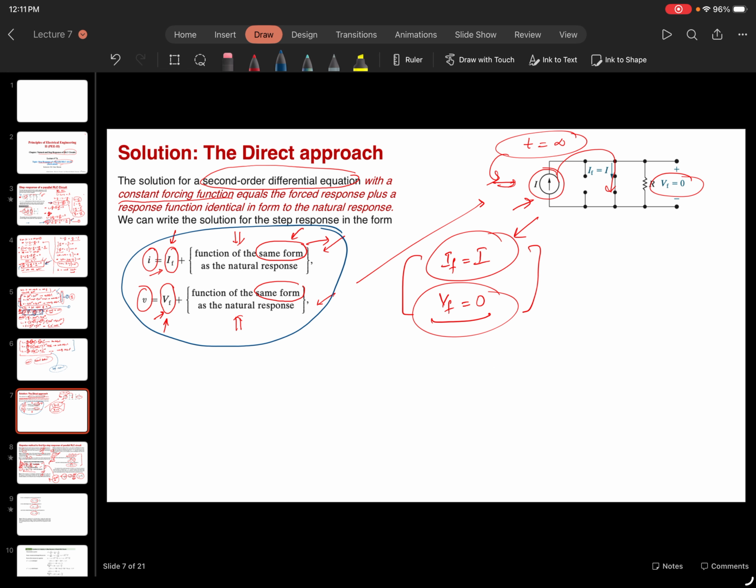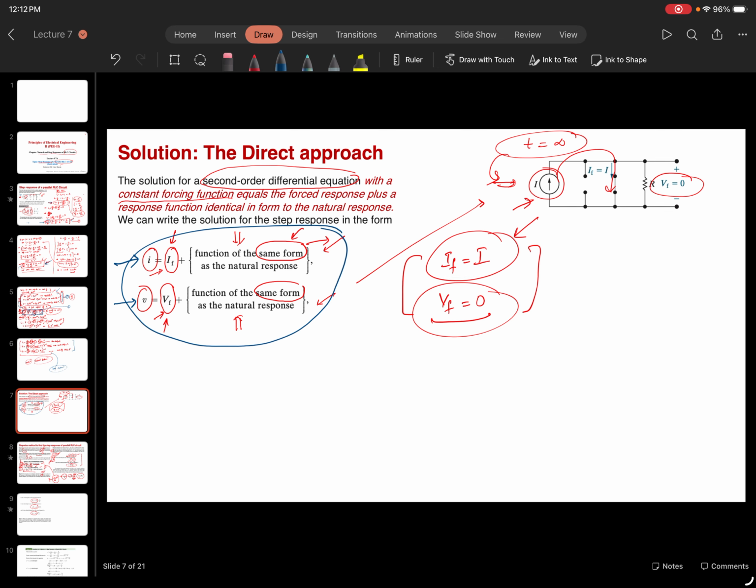The direct method uses a principle which states that for a second order differential equation which has a constant forcing function, the solution will be equal to the forced response plus a response that will be very similar in form to the natural response of the circuit. So over here we have the current and the voltage, both of which were originally second order differential equations.